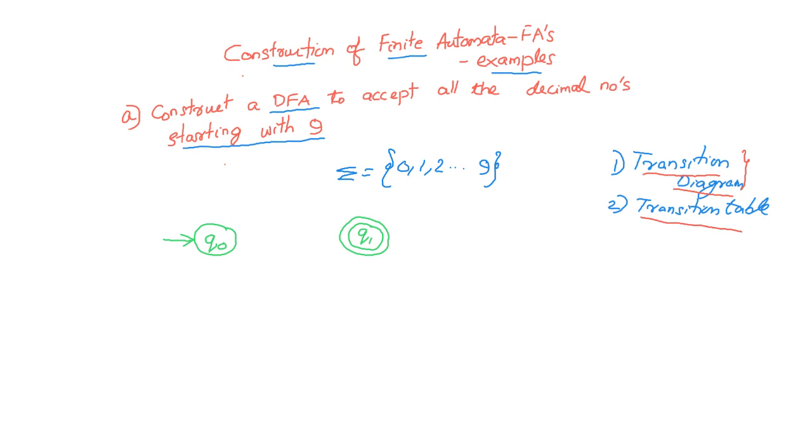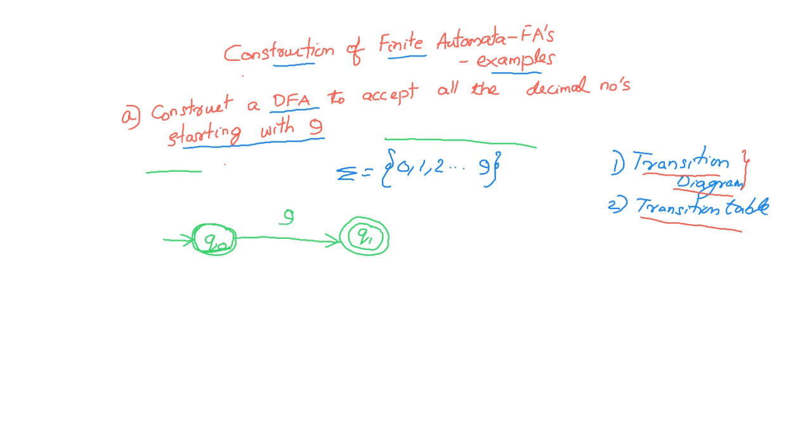So, the current problem is to construct a DFA which accepts all the decimal numbers starting with 9. It means that to start with, you are in the starting state, Q0. You will move to Q1, which is the final state, only upon getting the symbol, the alphabet 9.